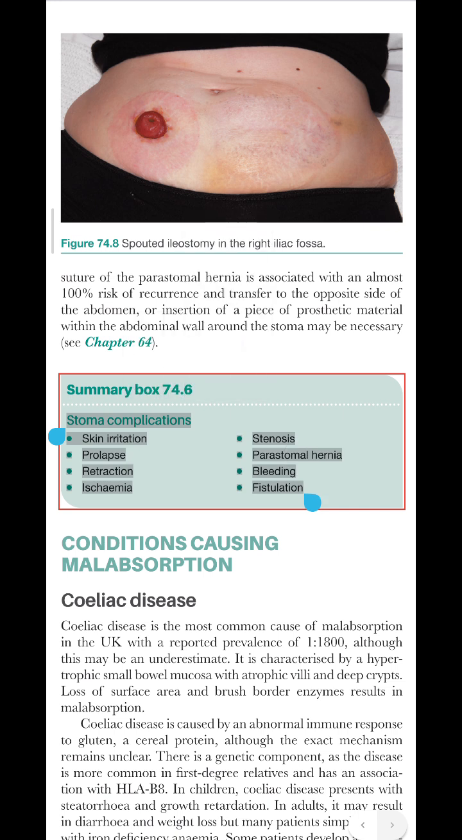Stoma complications. Skin irritation. Prolapse. Retraction. Ischemia. Stenosis. Peristomal hernia. Bleeding. Fistulation.